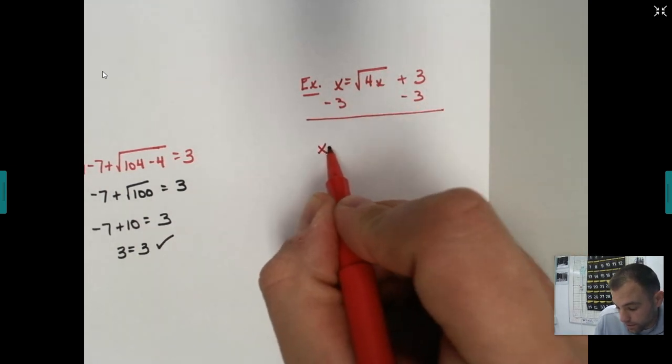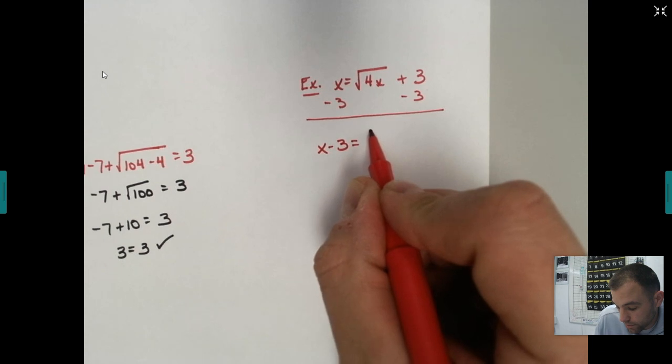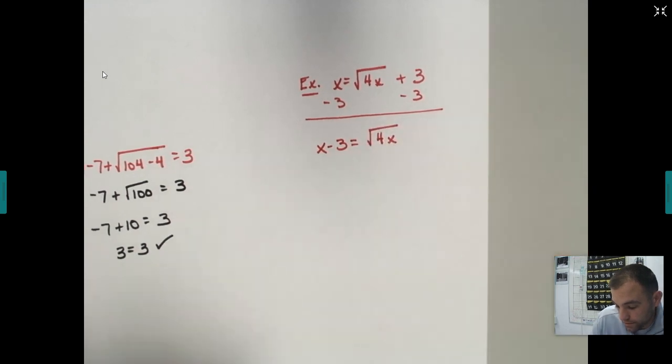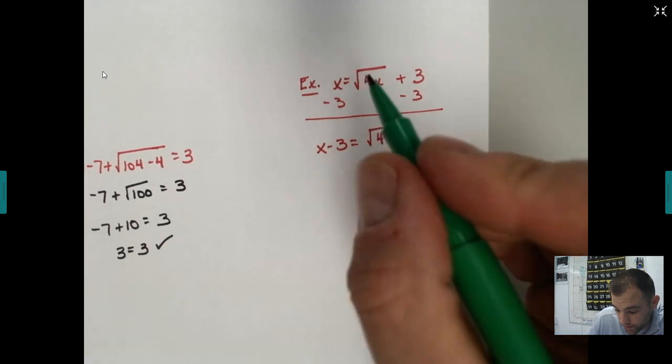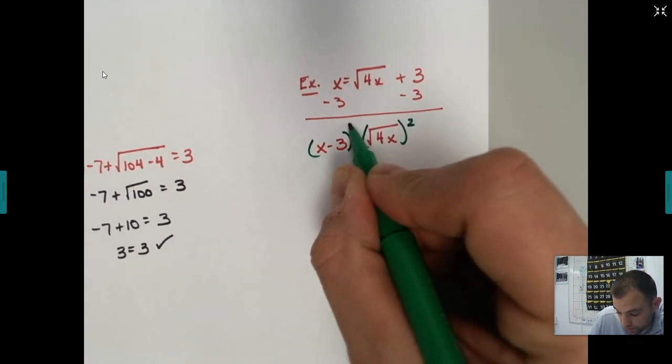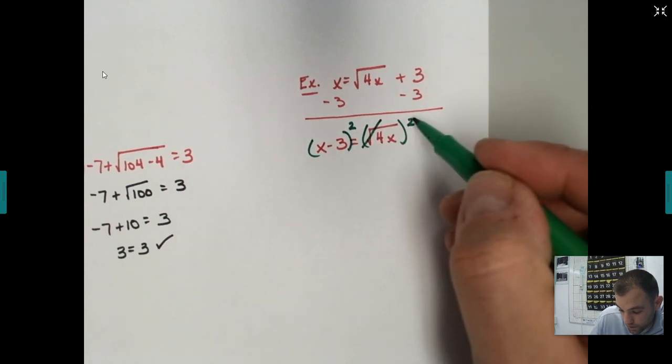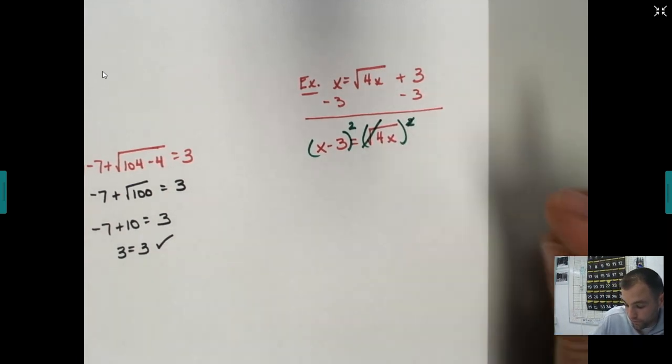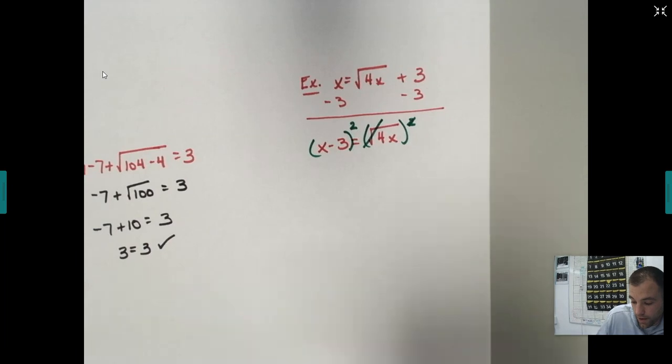So that would give me x minus 3 equals the square root of 4x. Okay, so we did the first step. Second step is to square both sides. Here's where it's going to get a little bit different. I have to square this side, and I have to square this side. So those cancel, and I'm left with 4x on the right.